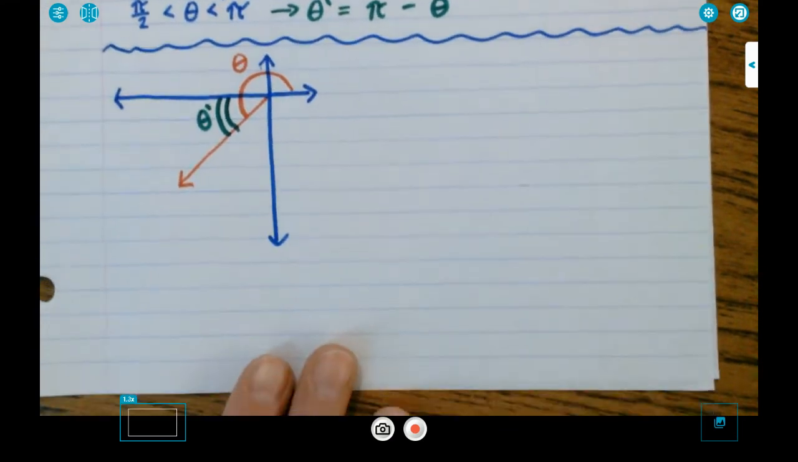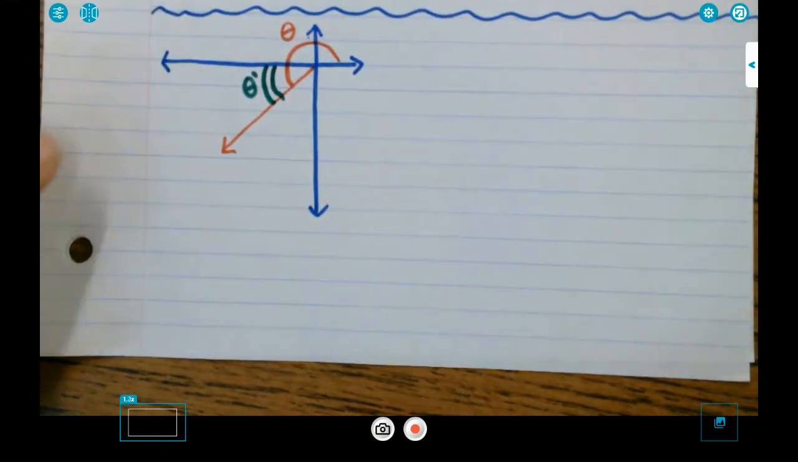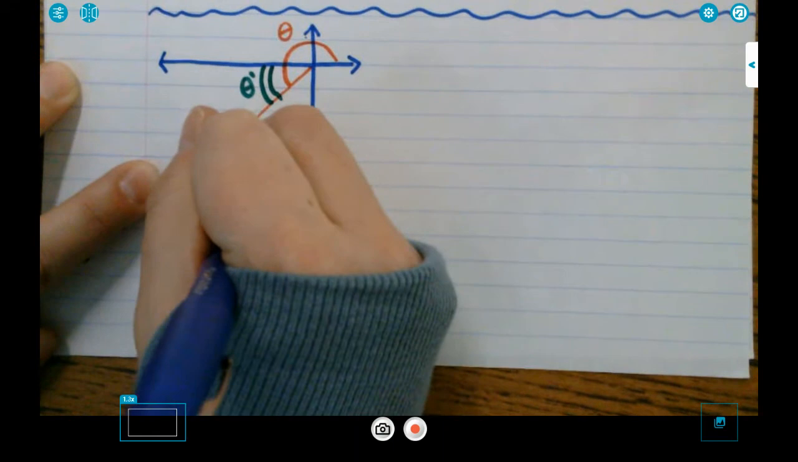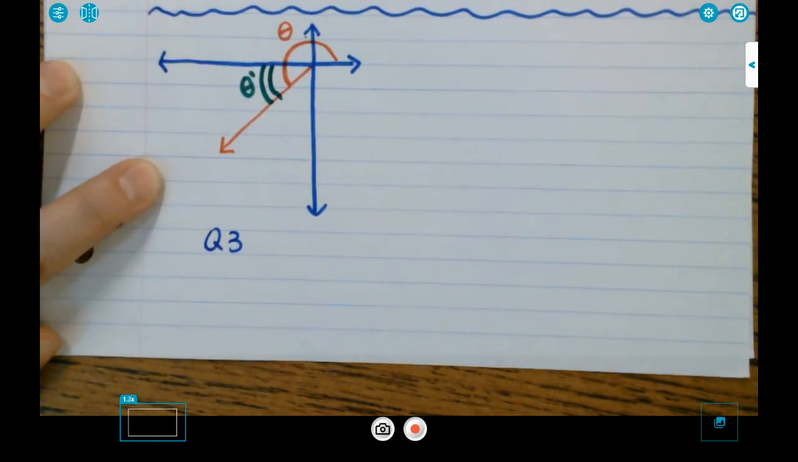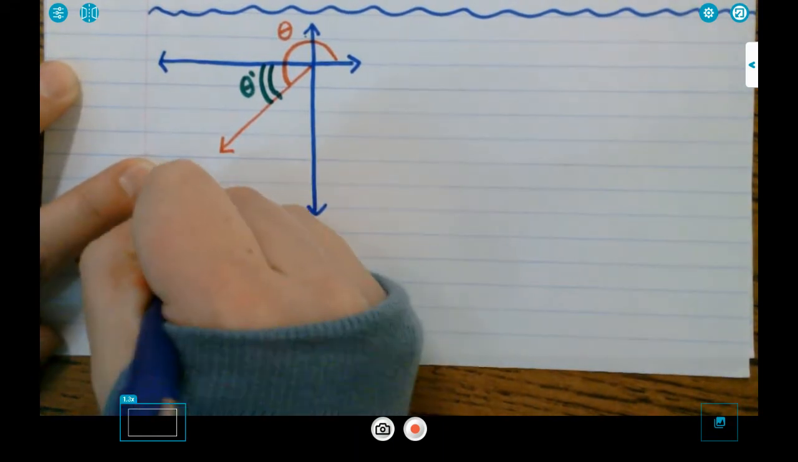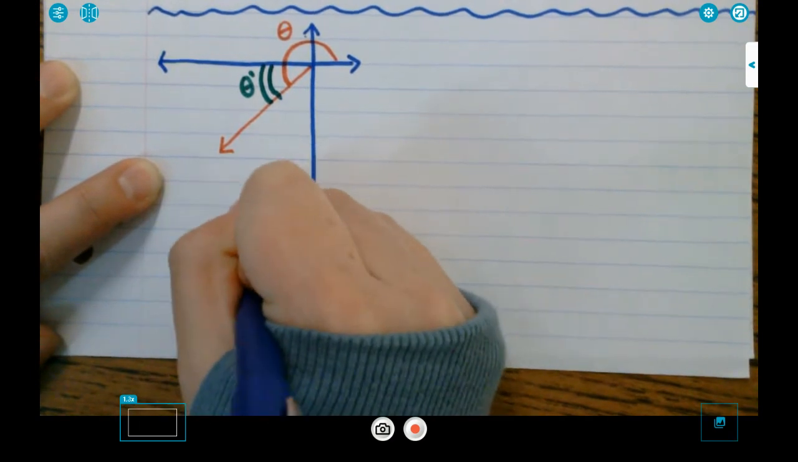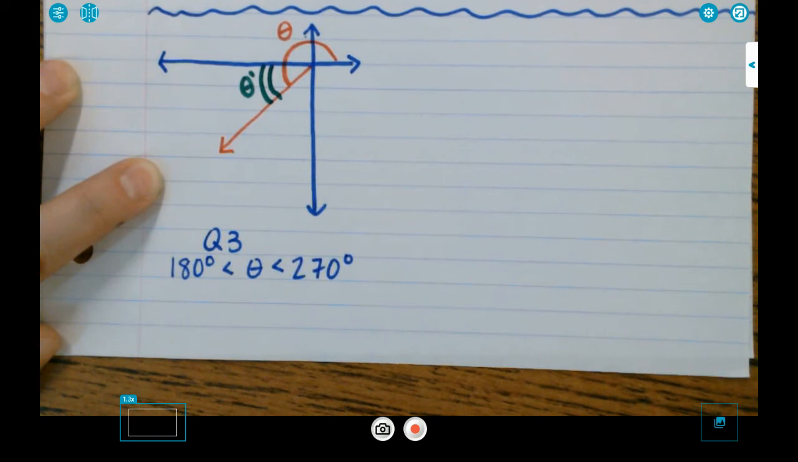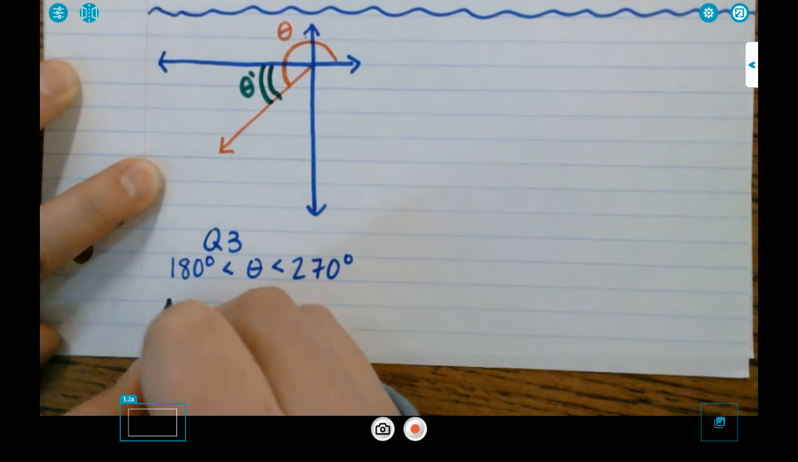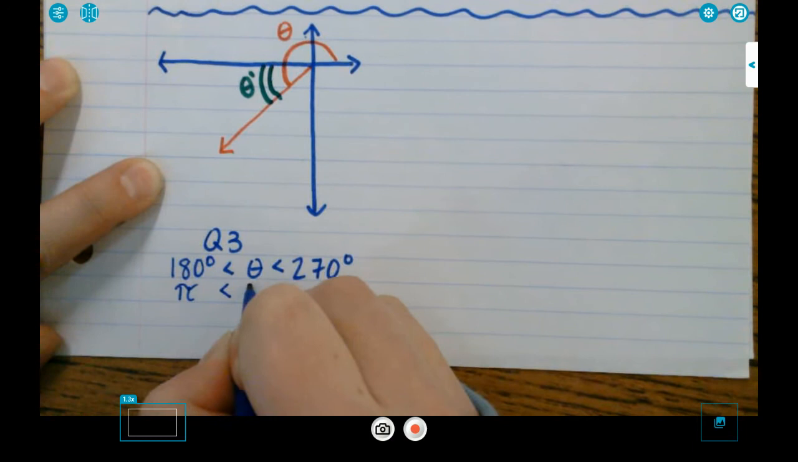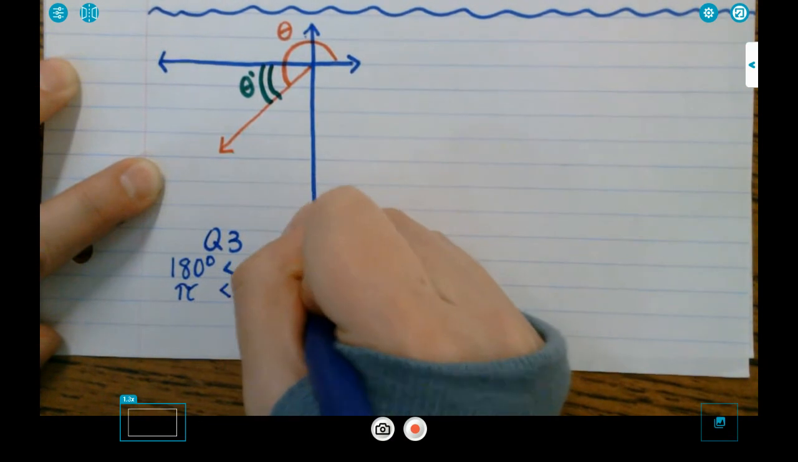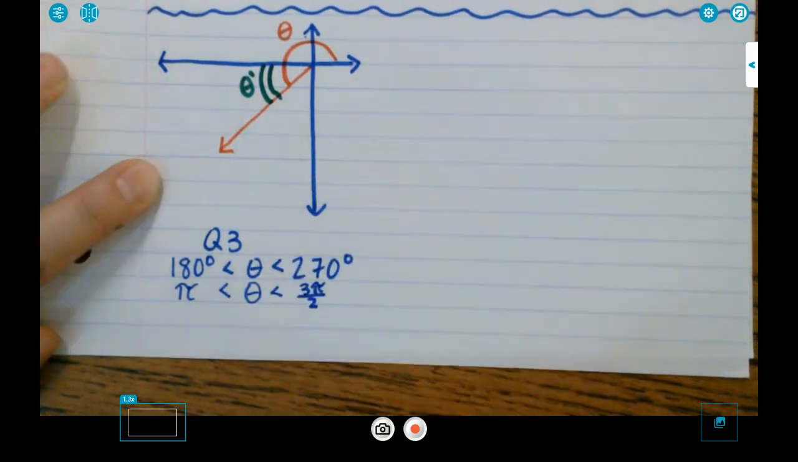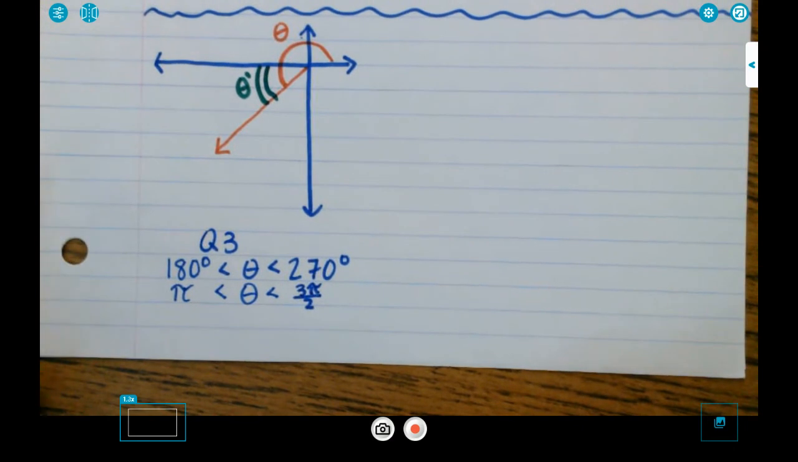So this angle is in quadrant 3. We are in between, in degrees, 180 degrees is less than theta, is less than 270 degrees. In radians, that would be between pi and 3 pi over 2. So pi is less than theta is less than 3 pi over 2. So that's where we are, and that's where we're going to find our reference angle.